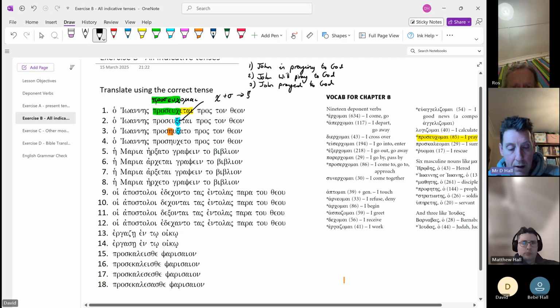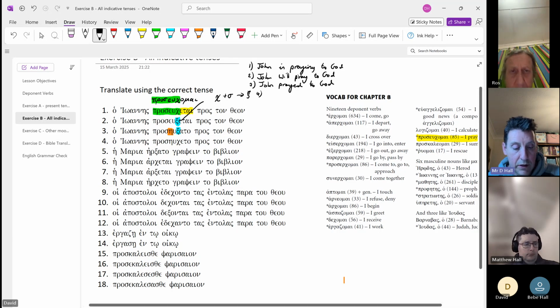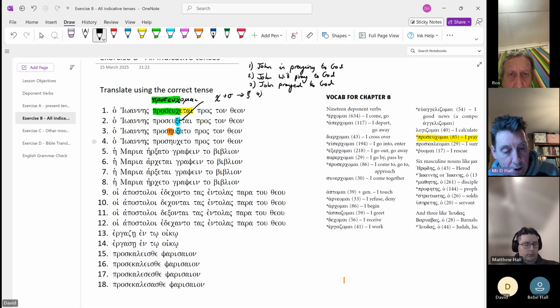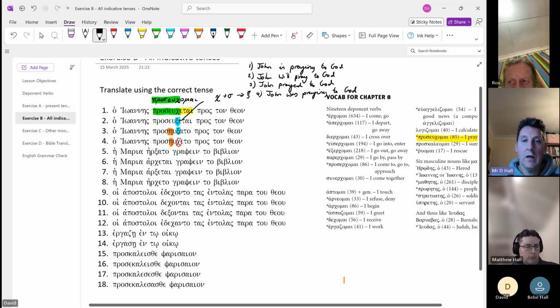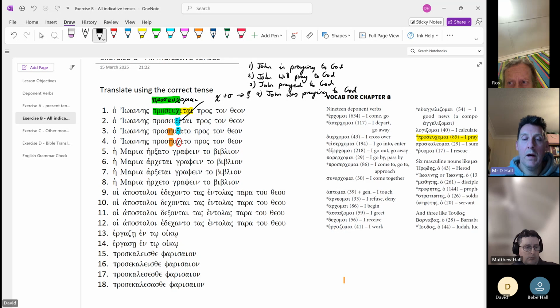And finally, we should have the imperfect last, as that's the only one we haven't had. There's no sigma added this time, so that's why we still end up with the chi as it is, but we do have the epsilon added, which changes that. So proseucheto will give us an imperfect, and that's John was praying to God. So we want an imperfect, which is a sort of continuous action in the past. We translate that in English as was praying. So John was praying to God is our imperfect for number 4.